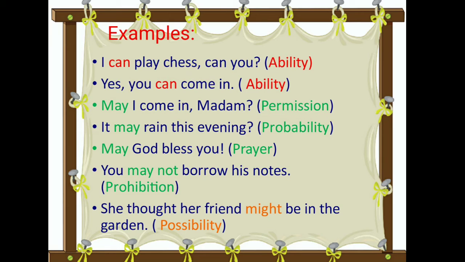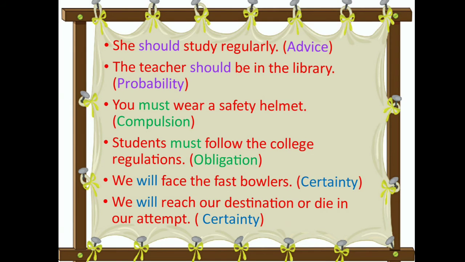Let us see the next example. She thought her friend might be in the garden. Here the modal auxiliary might shows the attitude of possibility, that is, the possibilities or chances of her friend being in the garden. Now let's see this example. She should study regularly. Here the modal auxiliary should shows the attitude of advice. That means someone is advising her to study regularly.